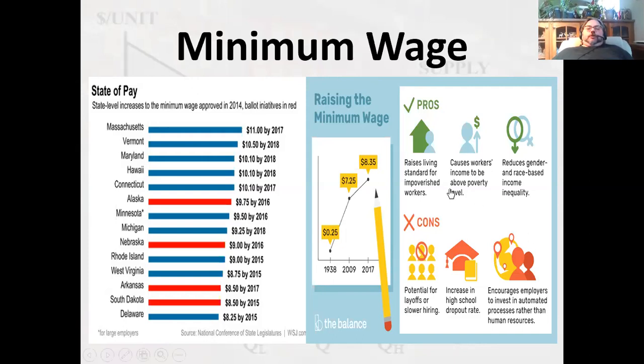Over here on the right, you see some of the pros and cons of minimum wages. These are not proven pros and cons. These are just arguments that have been made by certain advocacy groups. For instance, I don't think an increase in minimum wage seriously increases the high school dropout rate. I also don't believe an increase in minimum wage actually causes workers' income to get above the poverty level because of those other second and third order effects that I talked about. But it is a summary of the arguments that are being used, and you can see more in the video.